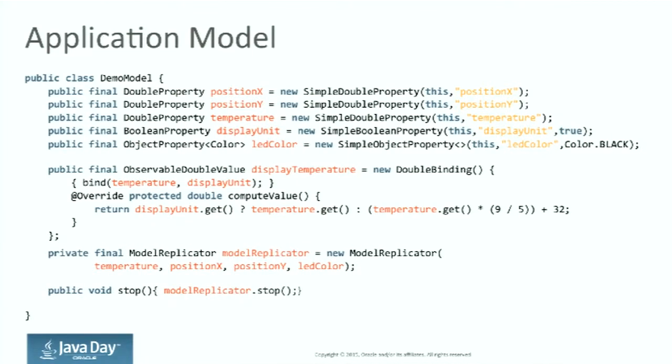So the last thing is something I created for this demo, and we also used in the automotive demo for the keynote. And this is a cool little class that replicates these properties over a network. So I can create as many instances of this demo model on different devices, and anytime I change a property, all the other devices will get that property change immediately.